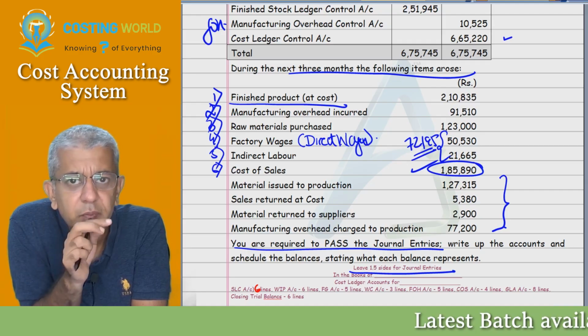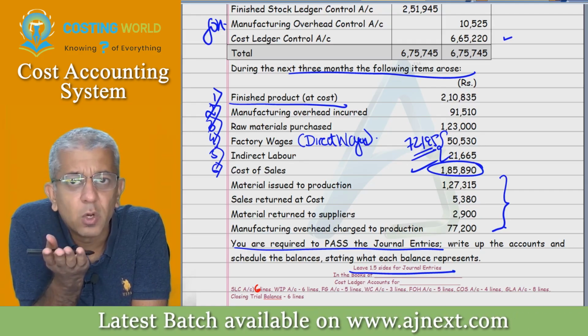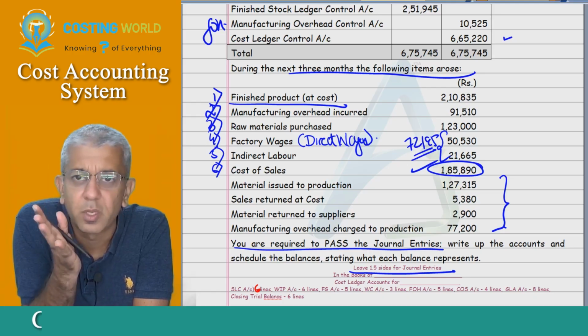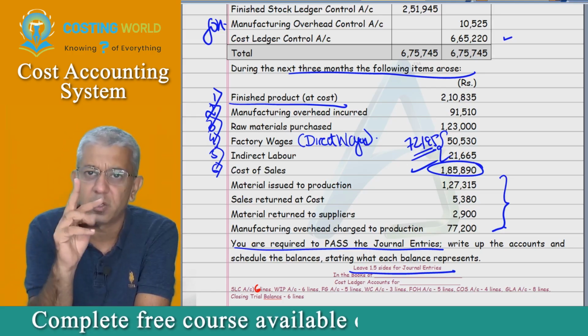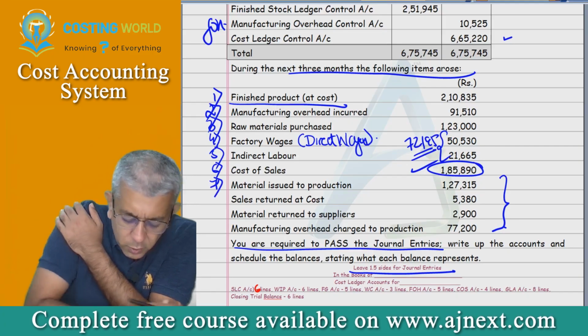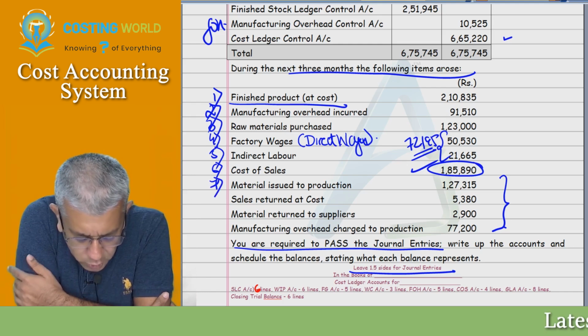What did I say? I cannot get you all the profit. If somebody asks, sir, get us the profit, I cannot get it because the sales is not there in this particular question. So just the 2 entries I've given to you all. Further, you all write down 7th one, material issue to production.